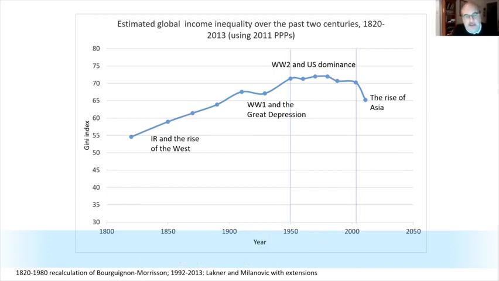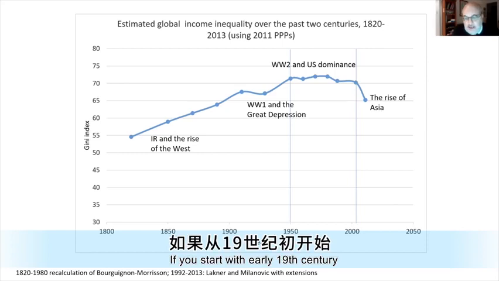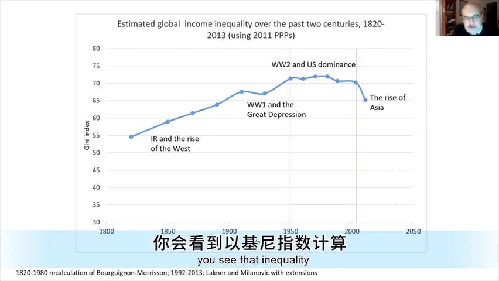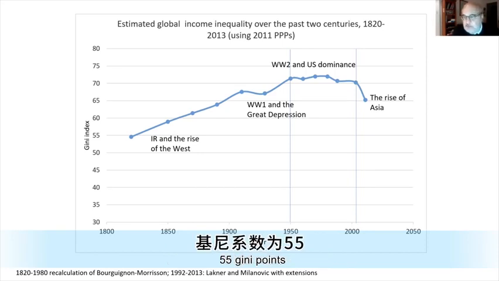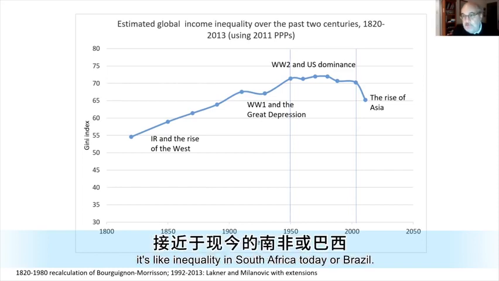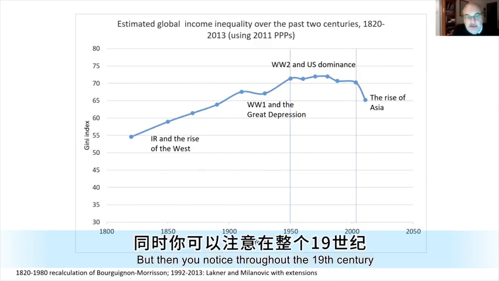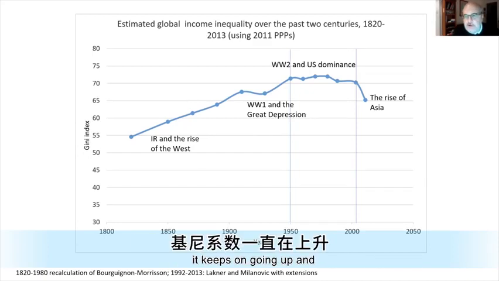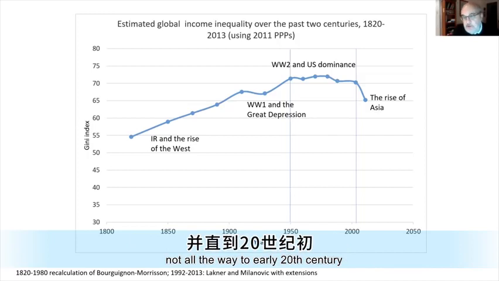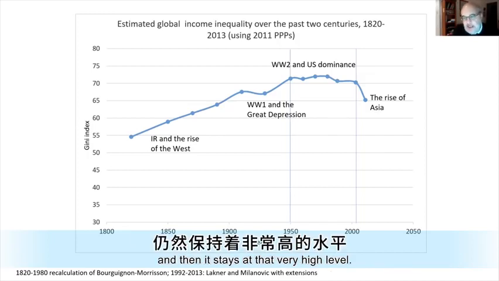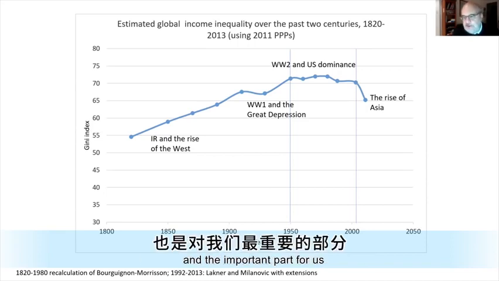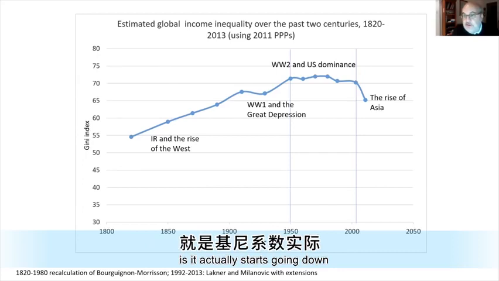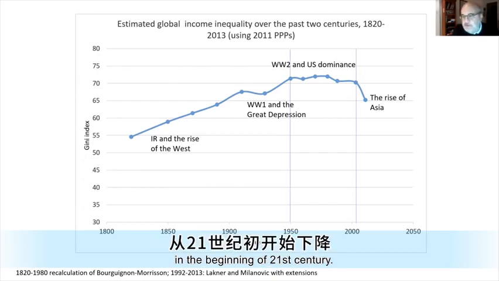So essentially, we can chart three different periods in global inequality, which again means inequality in income between all individuals in the world, technically. If you start with the early 19th century, you see that inequality in terms of the Gini index is pretty high, 55 Gini points, which is really quite high. It's like inequality in South Africa or Brazil today. But then you notice throughout the 19th century, it keeps on going up and up all the way to the early 20th century. And then it stays at that very high level. And then finally, the most interesting and important part for us, it starts going down in the beginning of the 21st century.